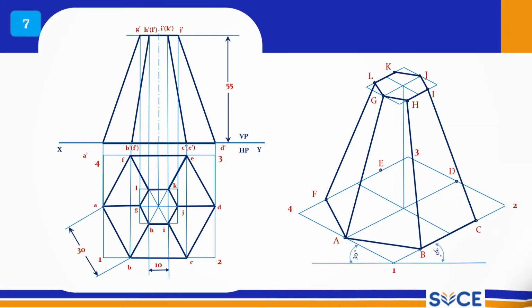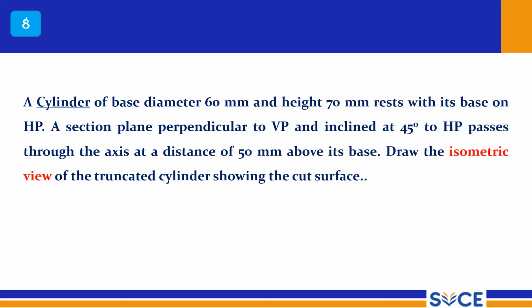This is problem number 7 and 8. A cylinder of base diameter 60 mm and height 70 mm rests with its base on HP. A section plane perpendicular to VP and inclined at 45 degrees to HP passes through the axis at a distance of 50 mm above its base. Draw the isometric view of the truncated cylinder showing the cut surface. So only the cut surface should be drawn here. It is a cylinder problem, and the truncated cylinder should be projected as an isometric view only.